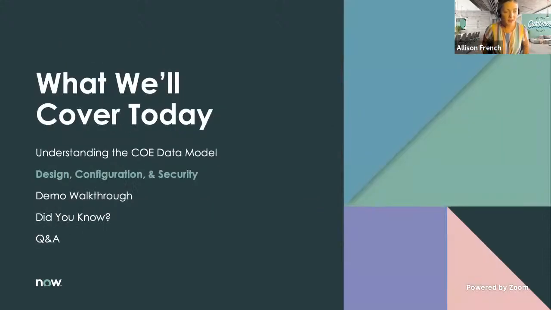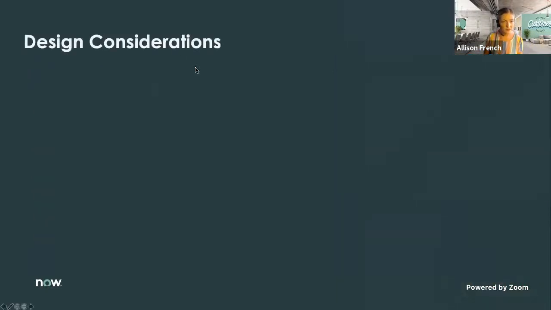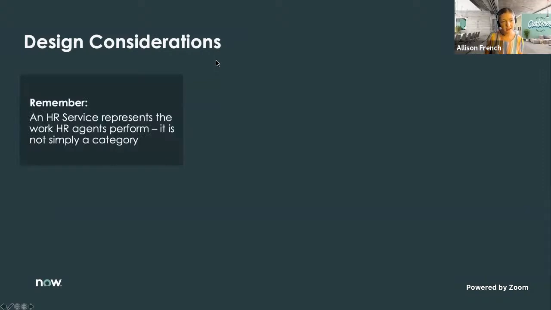Okay, now let's talk about design, configuration, and security. First, we'll talk through some design considerations. The first thing that I want to mention as a design consideration is to remember the fact that an HR service really represents the work that your agents are performing. So again, it's not just simply a broad category. We have the other aspects of the COE data model to help drive that. So again, we have the COE itself, the topic category, and the topic detail. So it's very important to think of your HR service as the work that your agents are completing.